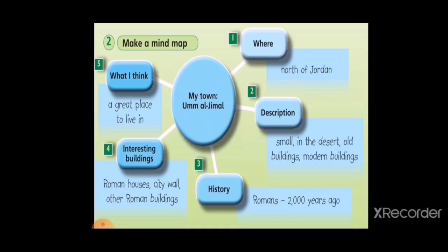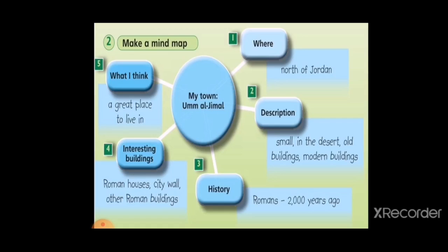In the second step, you have to make a mind map. You have to make a mind map to write the answers to the 5 questions. Okay, we have here a mind map. In this map, we are going to write the answers to the 5 questions. Omar made this mind map and wrote the answers about his town, Jmal.